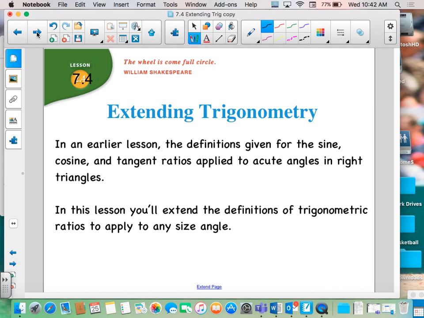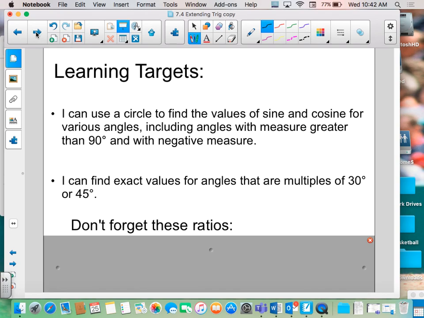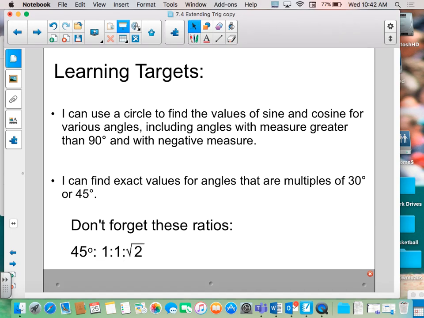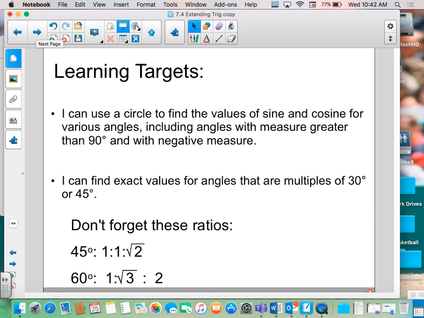So we're going to use the definitions of SOHCAHTOA, and we're going to apply them to angles in right triangles, and we'll calculate some values. We'll find the values of sine and cosine, positives and negatives. We'll talk about 30, 60, 90s, 45, 45, 90s. And again, you have to memorize your special right triangles.